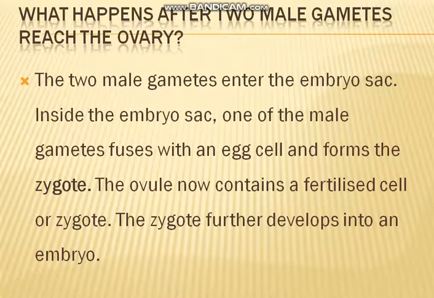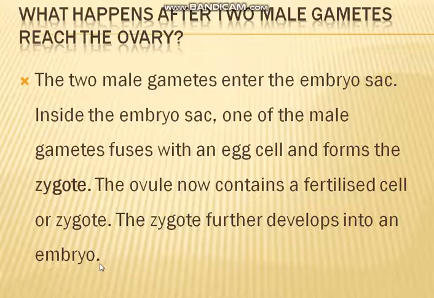Then next step, what happens after two male gametes reach the ovary? The two male gametes enter the embryo sac. Inside the embryo sac, one of the male gametes fuses with the egg cell to form zygote. That is called fertilization. The ovule now contains fertilized cell or zygote. The zygote then develops into an embryo.